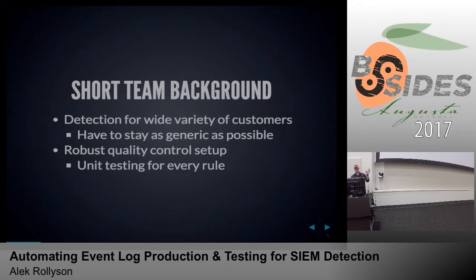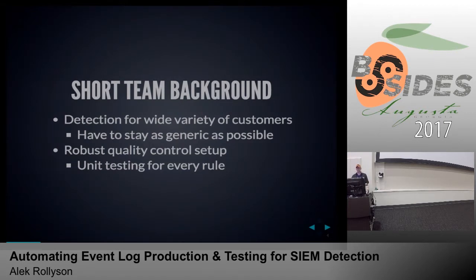A little bit of background on our team. We create detection for a wide variety of customers. So any new tap or Helix instance that gets deployed gets our entire rule set, which means that we have to stay as generic as possible, because in 99% of cases we don't have the luxury of knowing what a customer's network is going to look like beforehand when they start dumping event logs into our platform. That means we have to cover as many use cases as we can. And we can't be very specific because it needs to apply, like I said, to as many customers as possible.